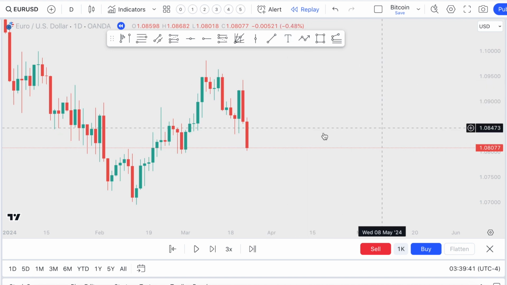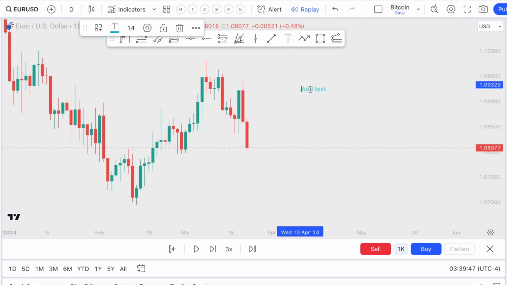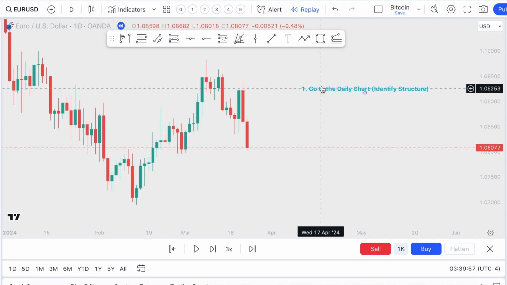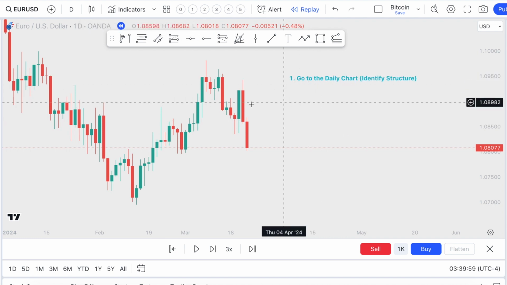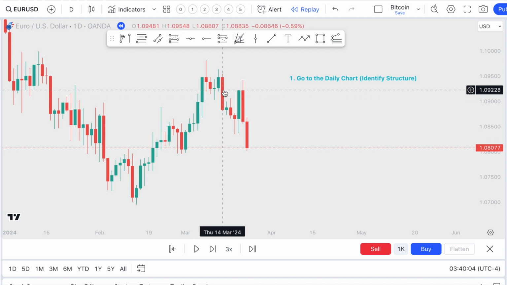Okay, so I'm going to write down the steps here, and I'm also going to show you an example with last week's price action. So first things first, what we want to do is go to the daily chart and identify the structure, right? So what does this mean? This means that you want to recognize whether price is currently bullish or bearish, right? The way you do that is you use the market structure.